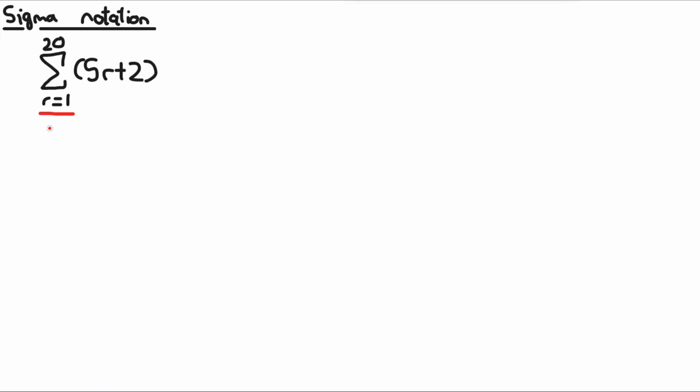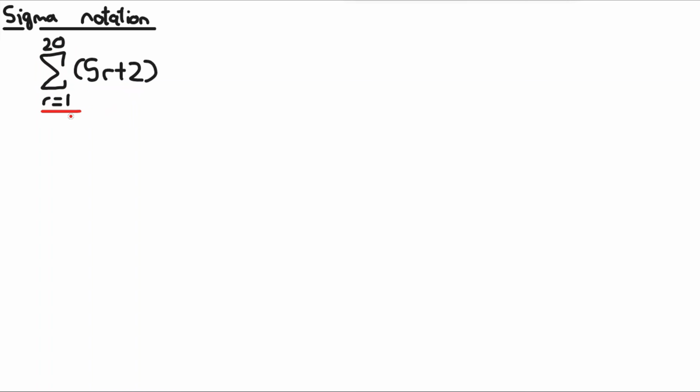So r is equal to 1. So the first term in this series is going to be when we sub in r is equal to 1. And we do this all the way up to this number here. So r is equal to this number is going to be the final term when we sub it in. So in this case, it's going to be r is equal to 20. That's what we go up to. And you might be able to tell from this that r is basically n from before. If you replace r with n, it's the exact same thing, but it's usually written with r when we use sigma notation instead.